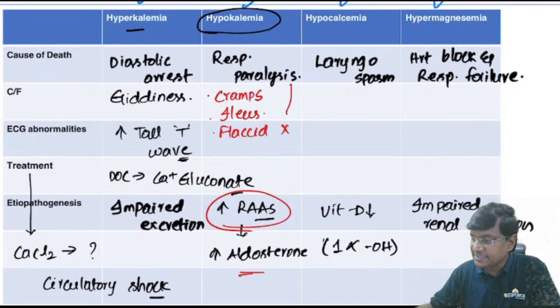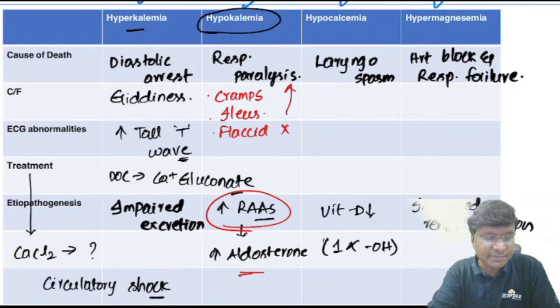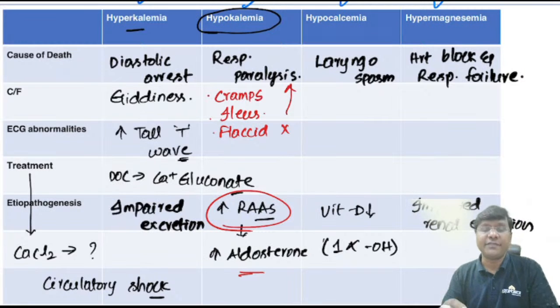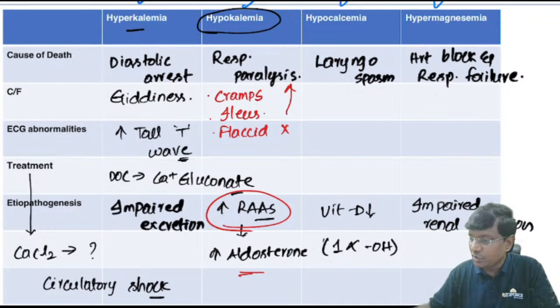Once there is flaccid paralysis, the individual will end up in respiratory failure. Can anyone tell me what type of respiratory failure you will see whenever there is respiratory muscle paralysis? Any one of you? The type of respiratory failure you will see is type 2 respiratory failure. Whenever there is type 2 respiratory failure, what will happen to the carbon dioxide levels? The carbon dioxide levels increase, so there will be hypercapnia.